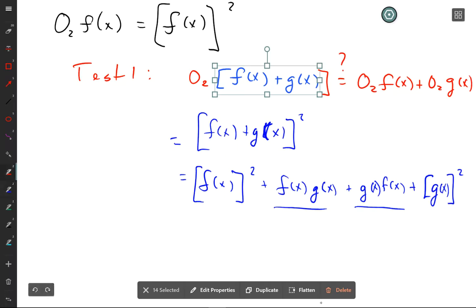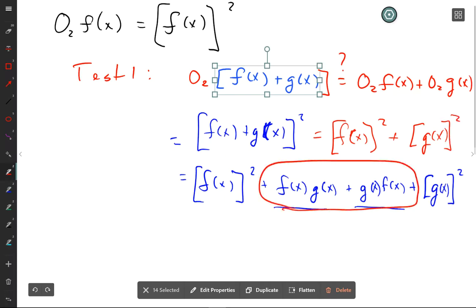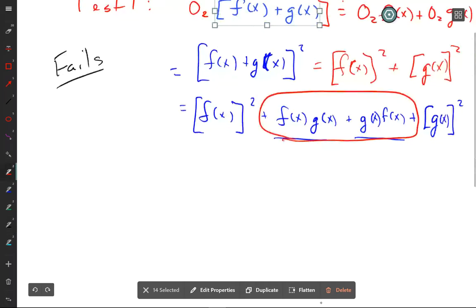What do I get for the right-hand side? So those are definitely not equal. You have these two terms here on the left side that you don't have on the right side. So it fails test 1. But then I'm going to go ahead and test the second one as well.